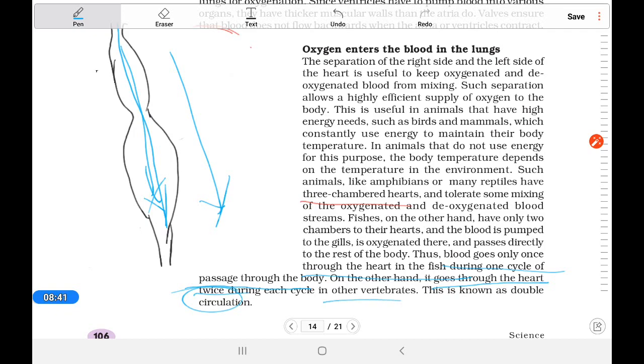and other vertebrates. So this is known as double circulation. You have to understand this one, double circulation. It means that the blood, each and every blood cell, enters inside our heart in 2 different forms. One is oxygenated and another is deoxygenated. These 2 forms it enters. So this circulation is double. That is called double circulation.